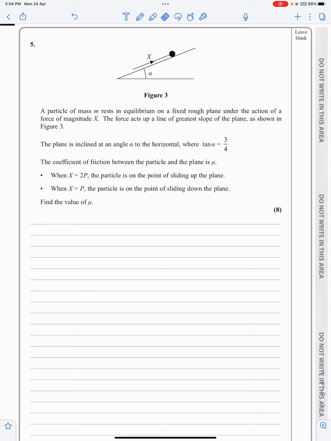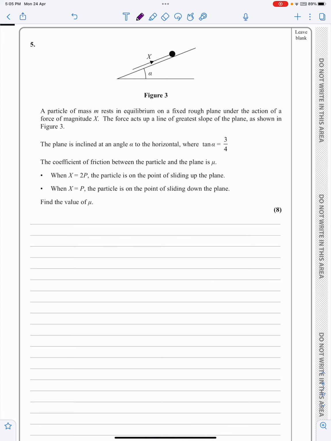Okay, this is question number 5, January 2022. As we can see, it's an equilibrium question. They've given me the situation where tan alpha equals 3/4. I know that the particle is going to be on the point of sliding up the plane for my first bit, so let's get on with it and get started.